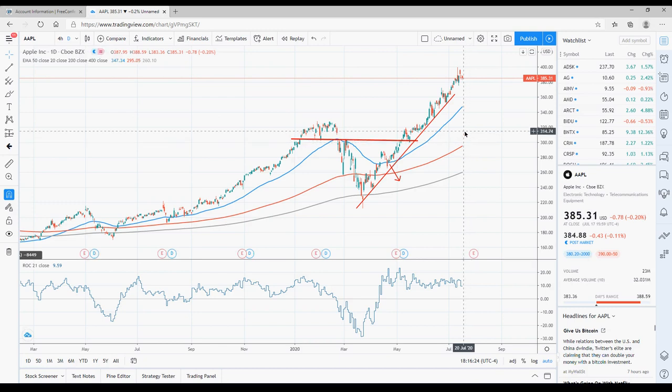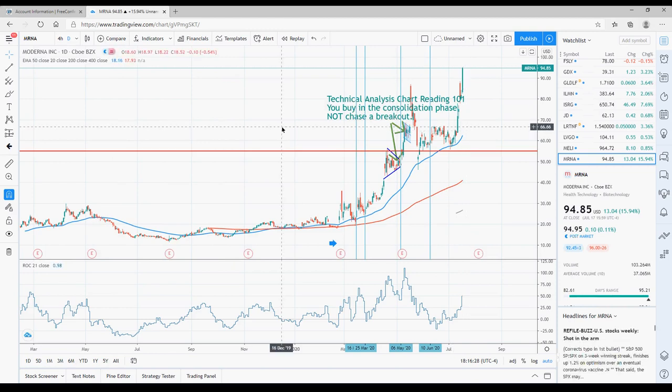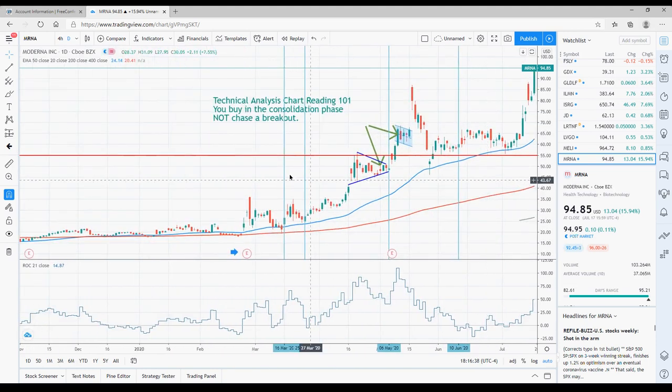Let's look at another stock. Let's look at the mRNA. So Moderna, right? Everybody says, well, Moderna ran up. We picked it up at 26. That's when I sent out the tweet to everybody to pick it up. So this vertical line that you see in Moderna, these are the buy points that I highlighted for my group, the people that are in our Telegram group.